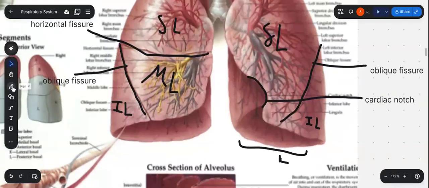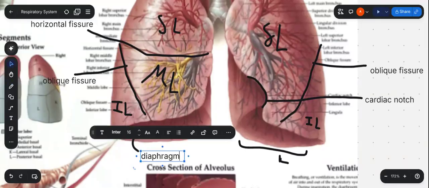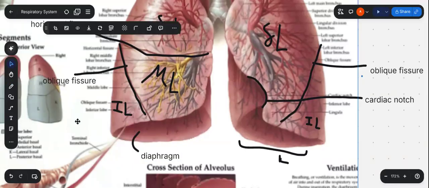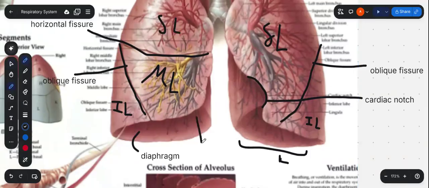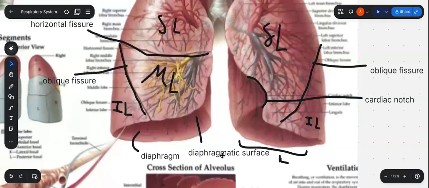So next we have the diaphragm. So this surface over here at the bottom, that is known as your diaphragm. You also have your diaphragmatic surface. The diaphragmatic surface is just the side that is directly touching the lungs. So diaphragmatic surface right over here.